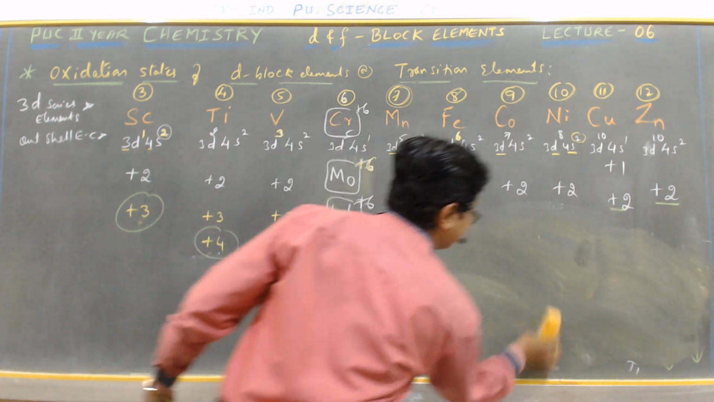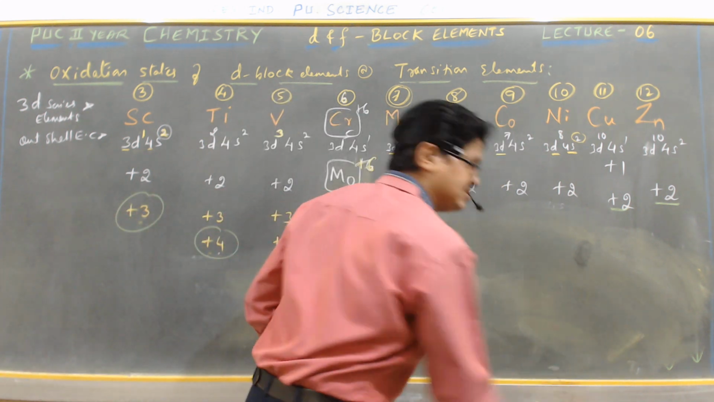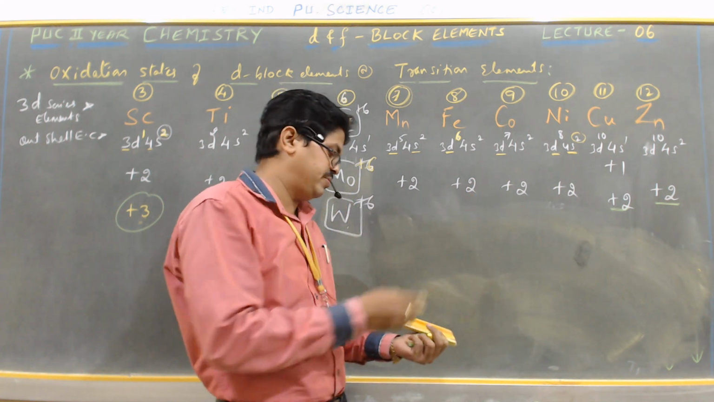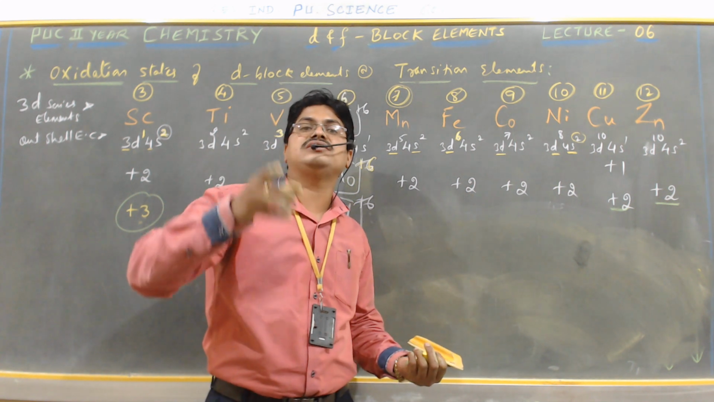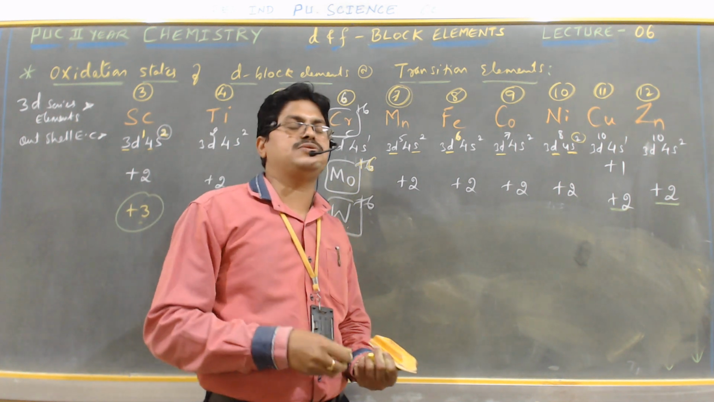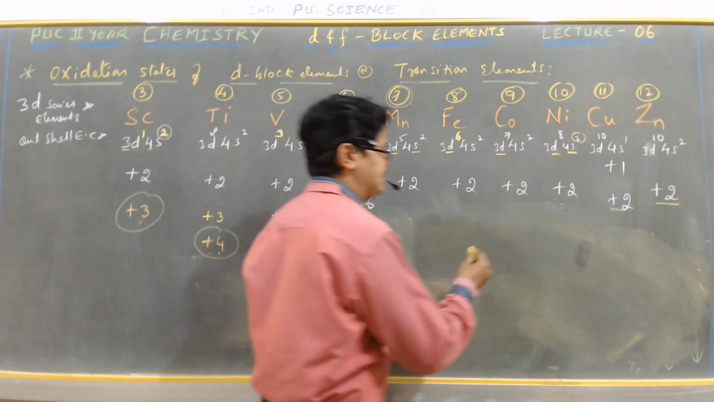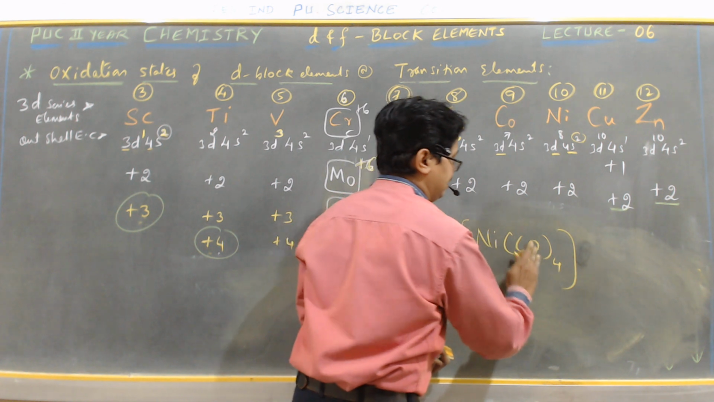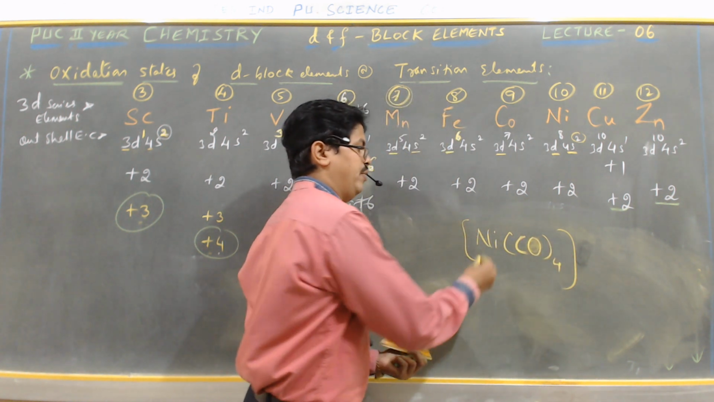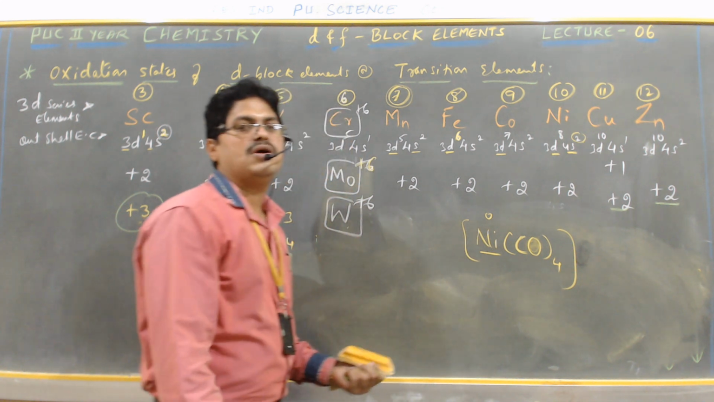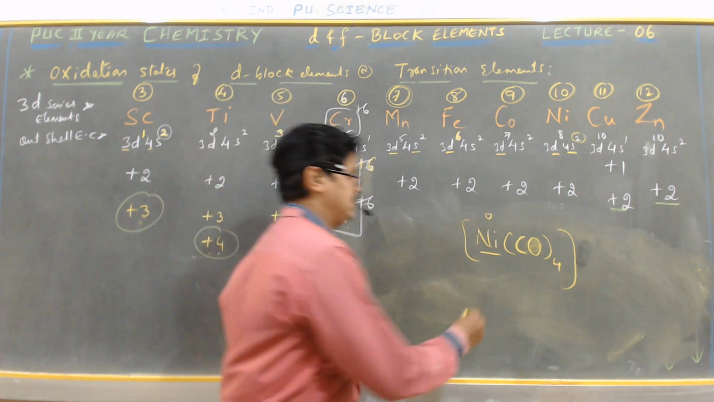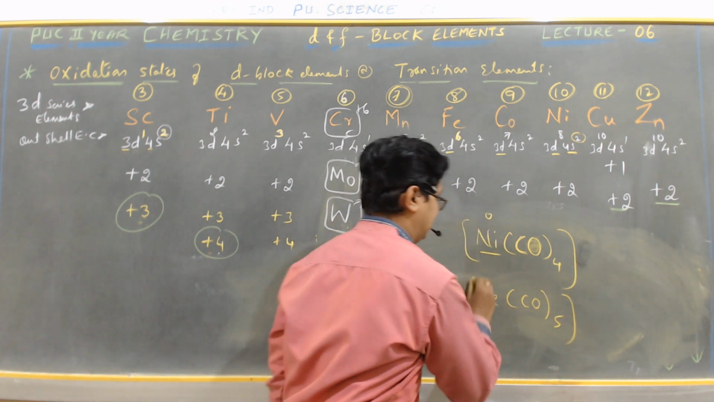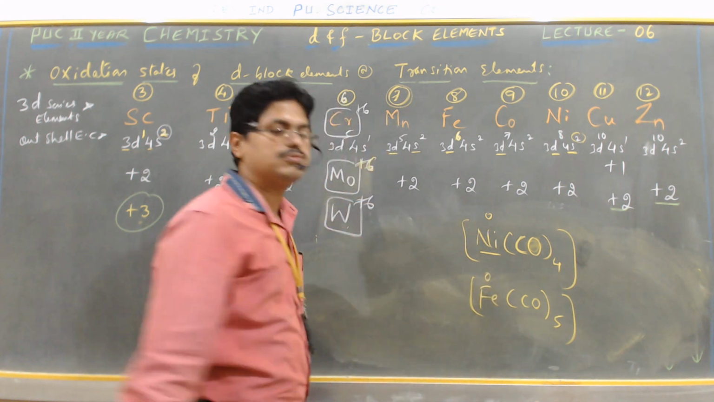Similarly, another point to be noted. These transition elements form compounds in zero oxidation state. Some transition elements form compounds in zero oxidation state, especially with respect to some complexes. For example, in nickel tetracarbonyl, the oxidation state of nickel is 0. Similarly, in iron pentacarbonyl, the oxidation state of iron is also 0.